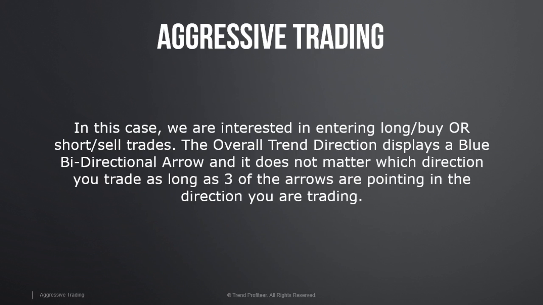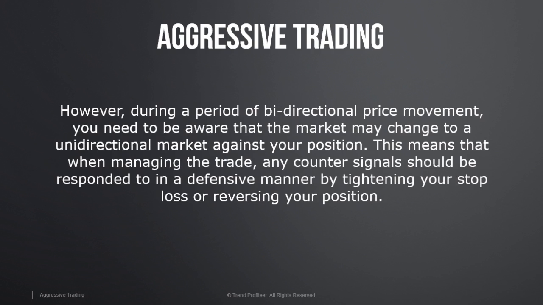So in this case, we're interested in entering long or buy or short/sell trades. The overall trend direction displays a blue bidirectional arrow. Okay, blue bidirectional arrow. And it does not matter which direction you trade as long as 3 of the arrows are pointing in the direction you are trading. However, during a period of bidirectional price movement, you need to be aware that the market may change to a unidirectional market against your position, which is what I was saying previously.